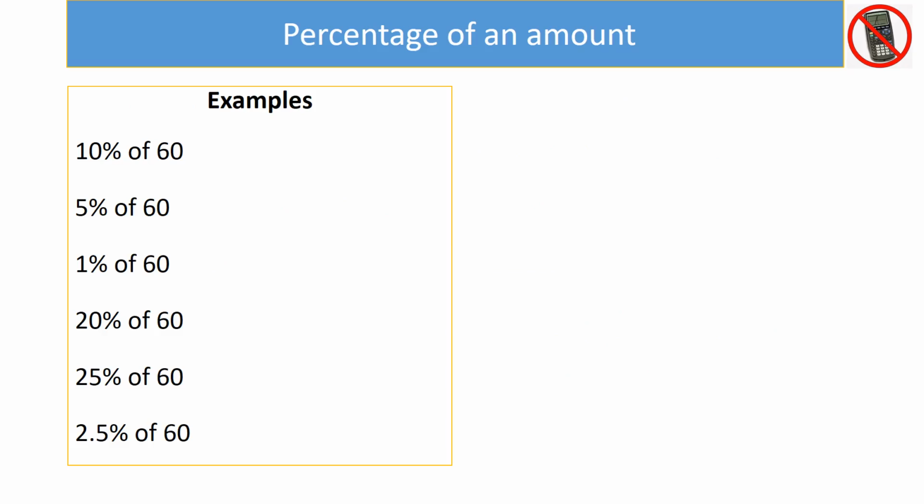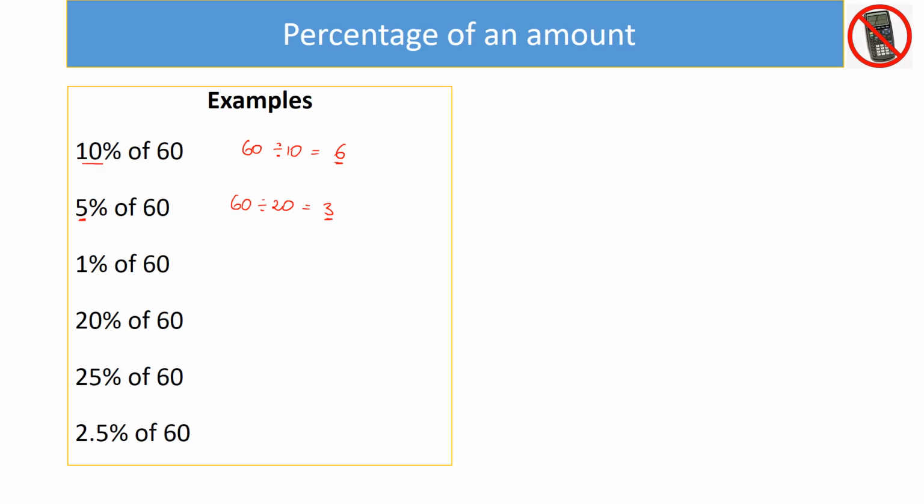Now let's have a look at some more examples. Okay, so I have 10% of 60. To work out 10%, I divide by 10, so that is 60 divided by 10, which is 6. To find 5% of 60, I simply divide by 20. Okay, and then the answer is 3, or I could half 10%. You can see that 5 is the half of 10, and then obviously 3 is the half of 6. Okay, so you can do it in multiple ways.